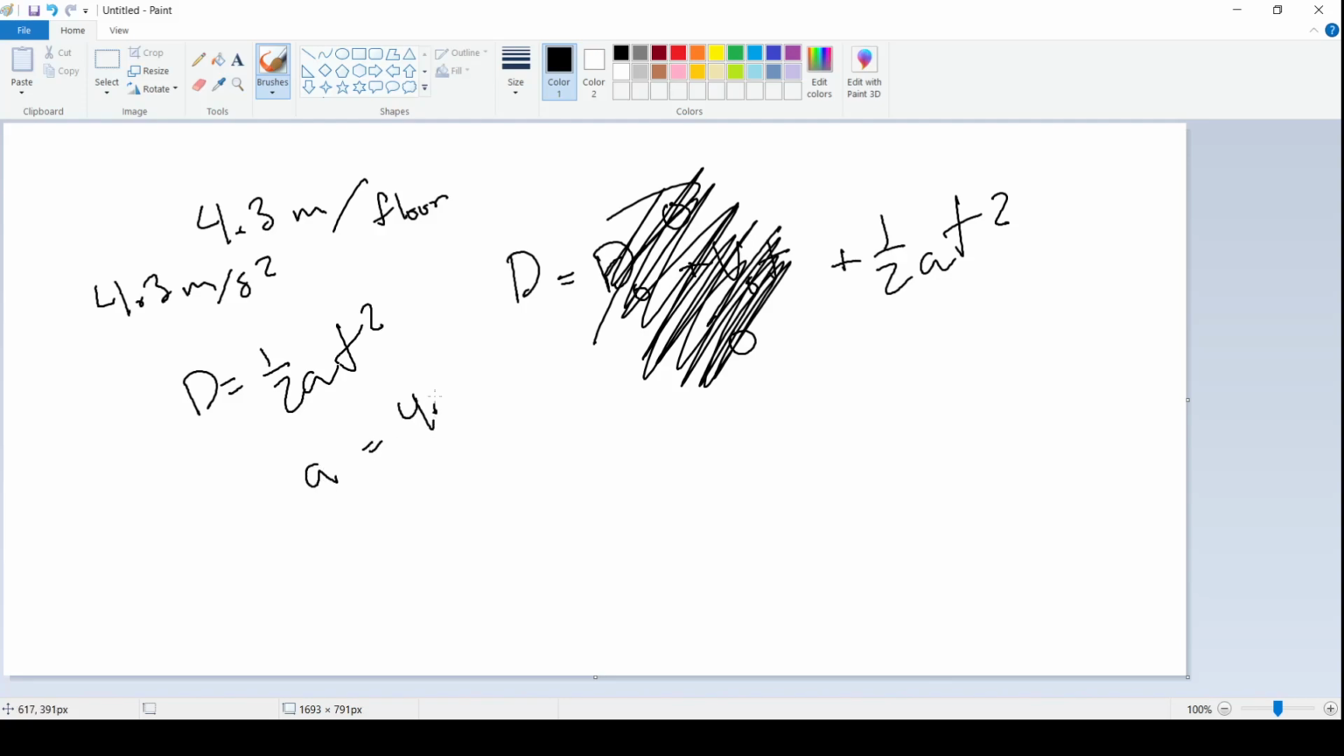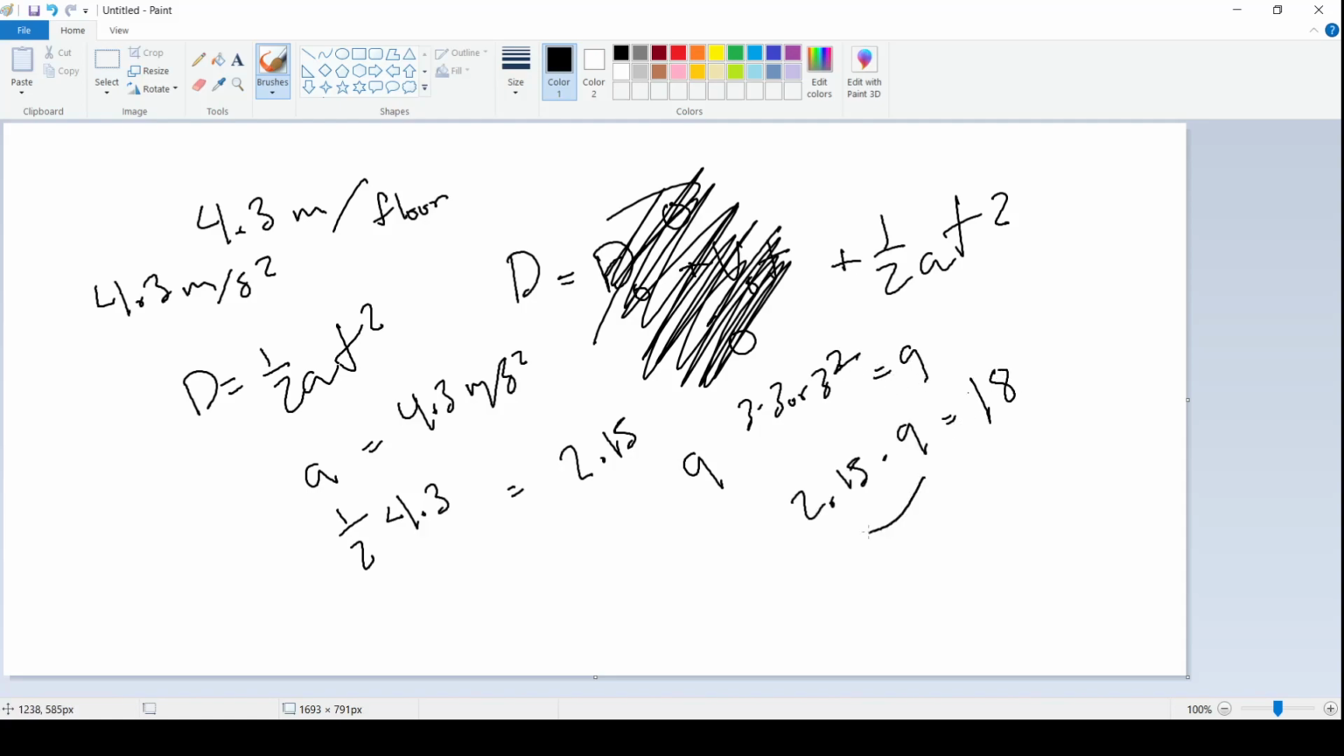It equals 4.3 meters per second squared. Alright, now we're going to do this. 4.3 times 1/2 equals 2. But wait, there's a 0.15. Now we're going to take 9, because 3 times 3, or 3 squared, equals 9. 18 real quick, from this. Now let's distribute that. Now we have 0.15 times 9. It's going to be less than 9, of course.